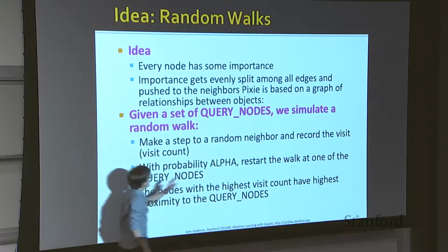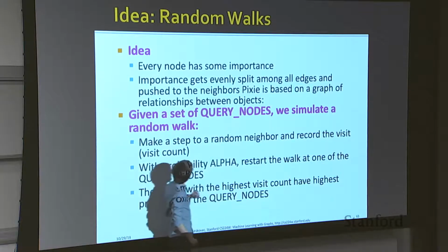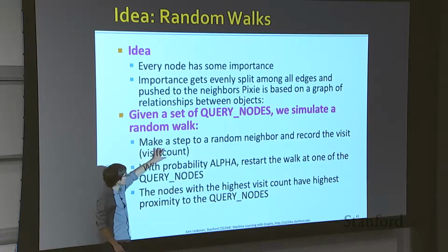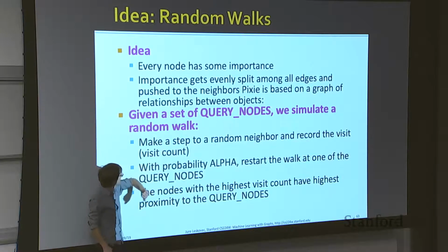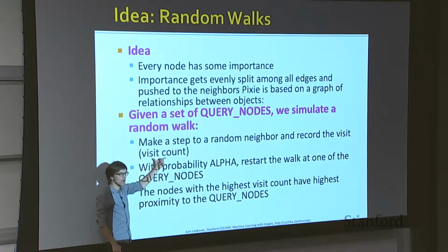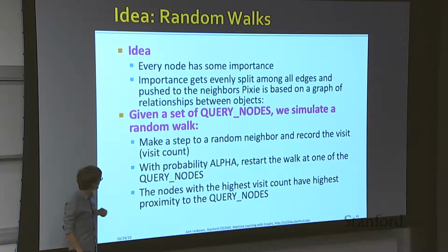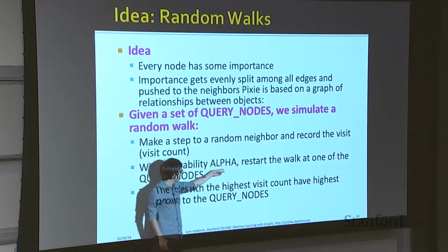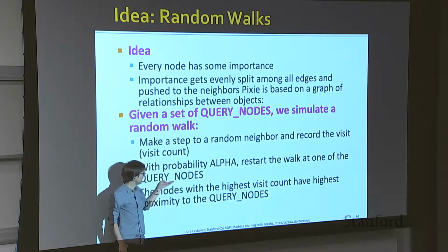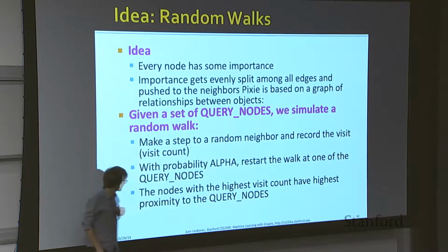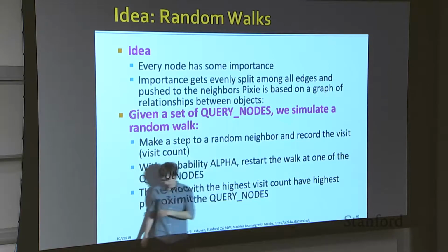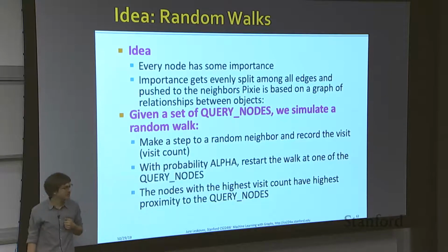So the idea is that we will start with some query set of nodes, and then we will simulate the random walk, where we make a step at random, and for every node we will count how often the random walk visited the node. And as I said, we will also flip a coin with probability alpha. We will restart the walk at one of the query nodes. And the nodes with the highest visit count, those are your recommendations, right?